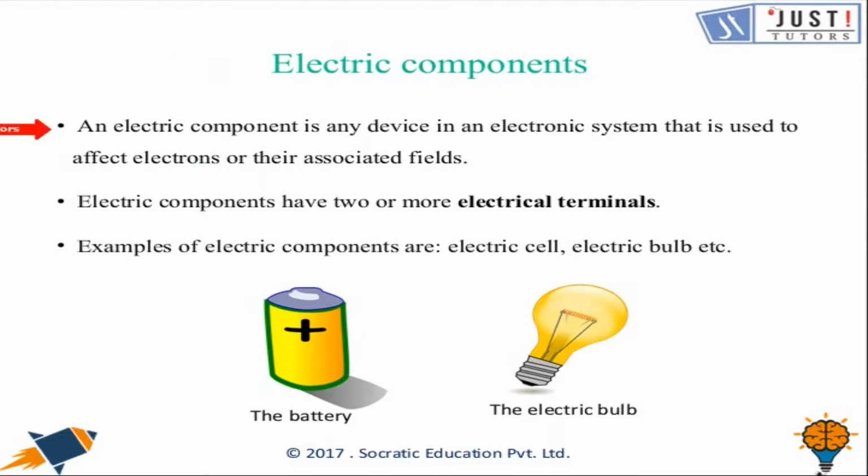Now, an electric component is any device that is used to affect the flow of electrons in the electronic system. Now, these components have two or more electrical terminals. These terminals connect to create an electronic circuit with a particular function. As you can see, one of the examples of the electric components is this battery, which is made up of so many electric cells. One such example is this electric bulb as well. You can see the two terminals right here.